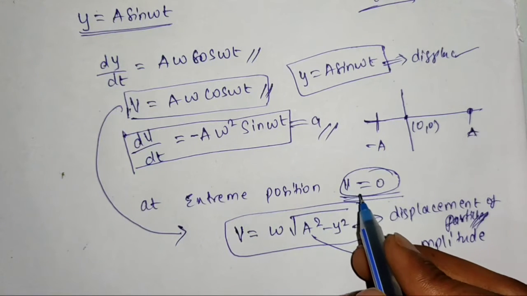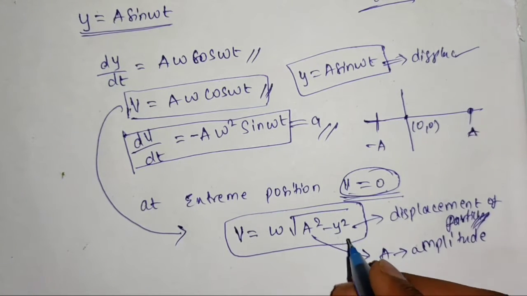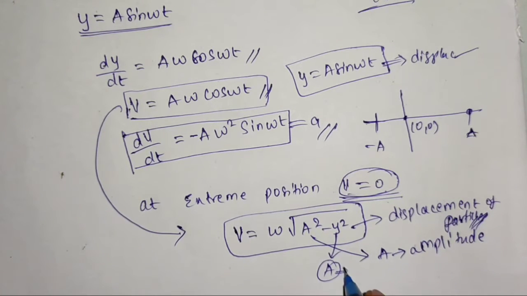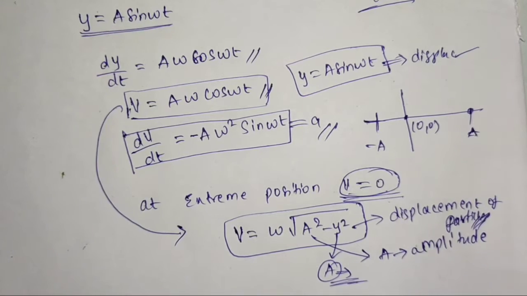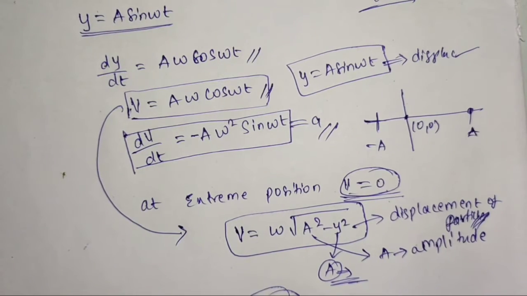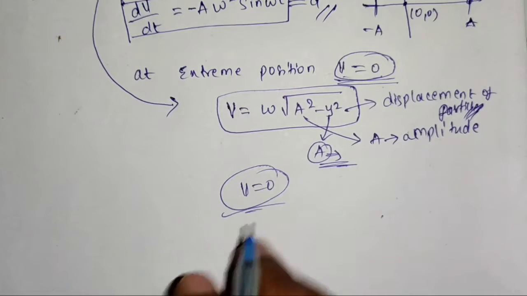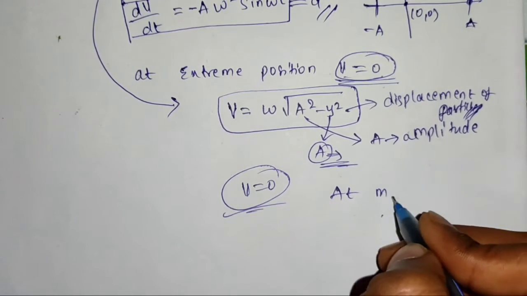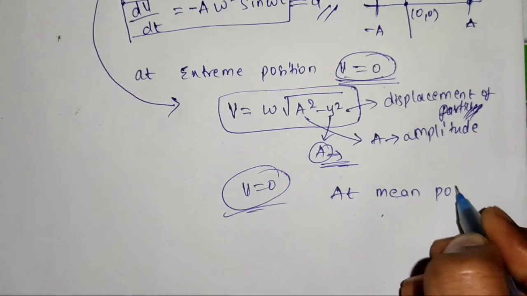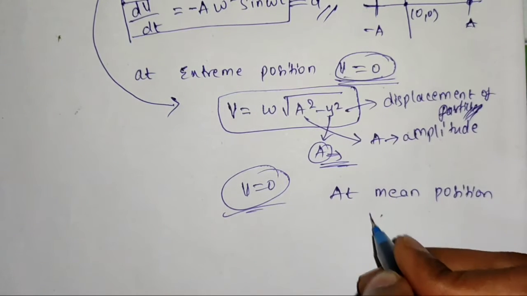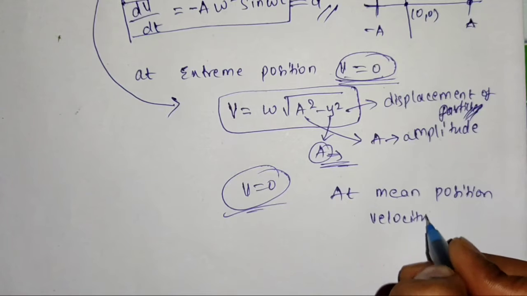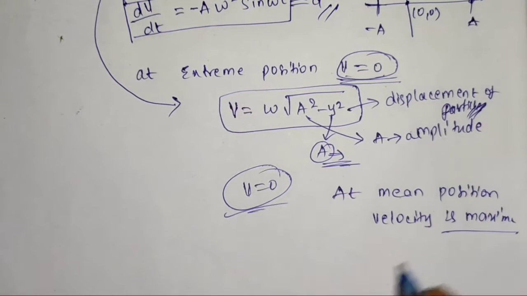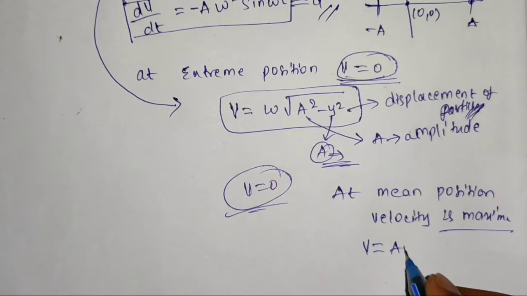So at the extreme position velocity is 0. If we substitute displacement equal to A, that is the extreme position, we get velocity equal to 0. At the mean position, velocity is maximum, that is v = Aω.